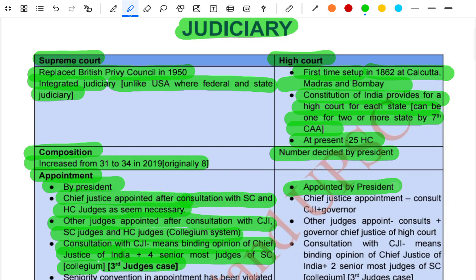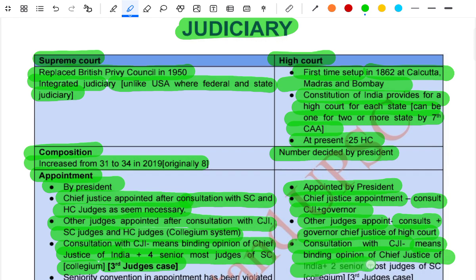Appointment is by the President. The Chief Justice is appointed in consultation with the CJI plus the Governor. Other judges are appointed in consultation with the CJI, the Governor and the Chief Justice of the High Court. Consultation with the CJI means the binding opinion of the Chief Justice of India plus two senior-most judges of the Supreme Court Collegium. Third Judges case.